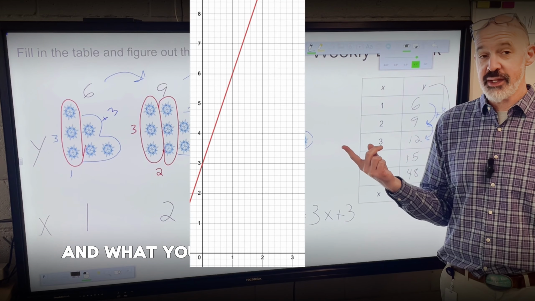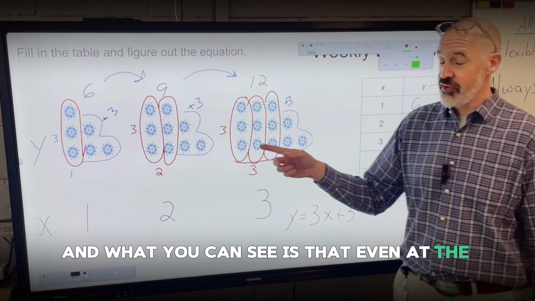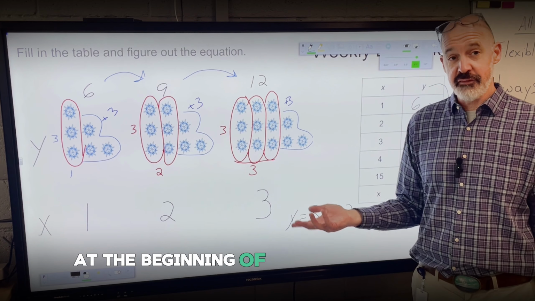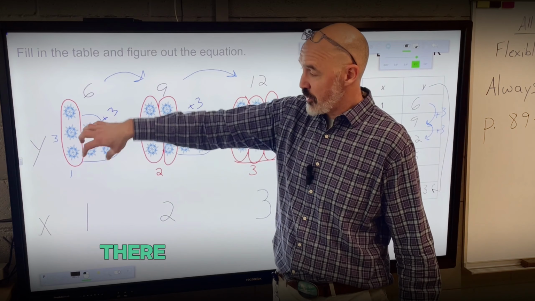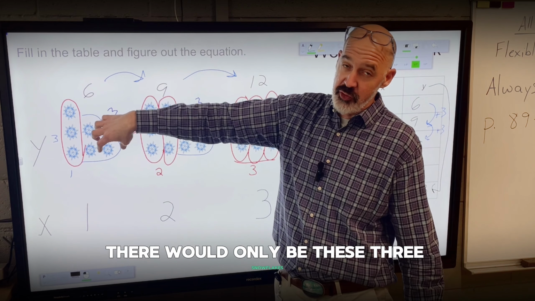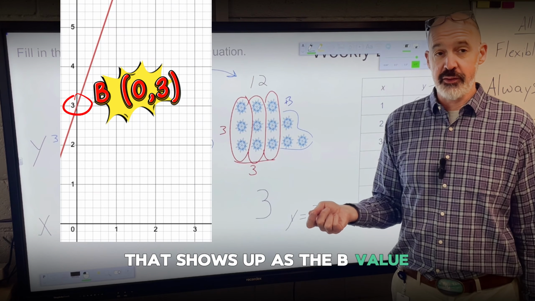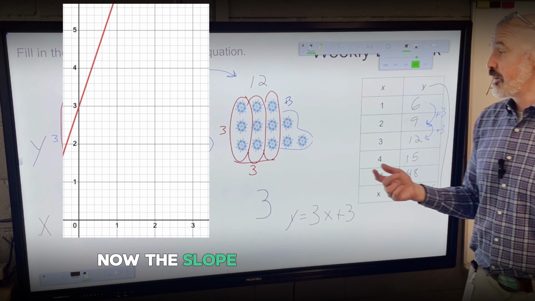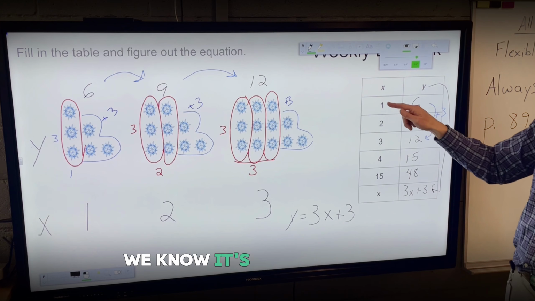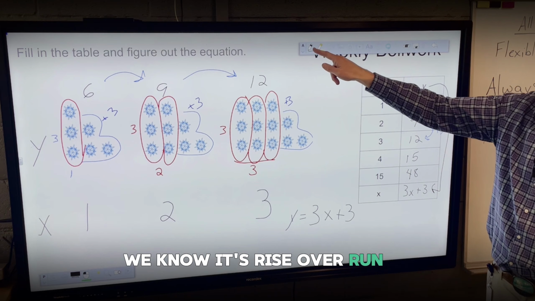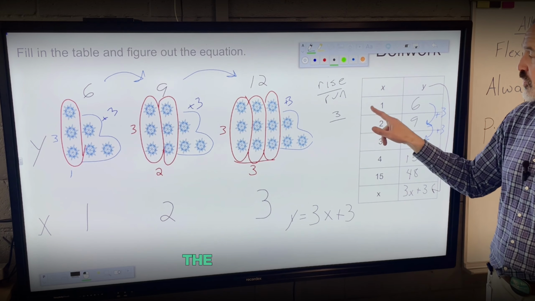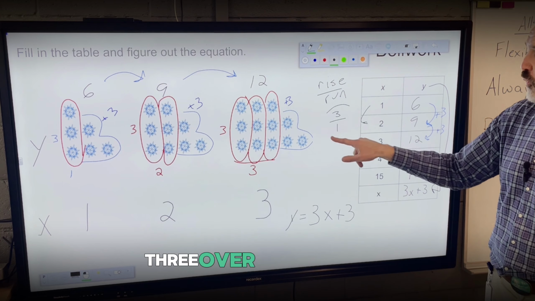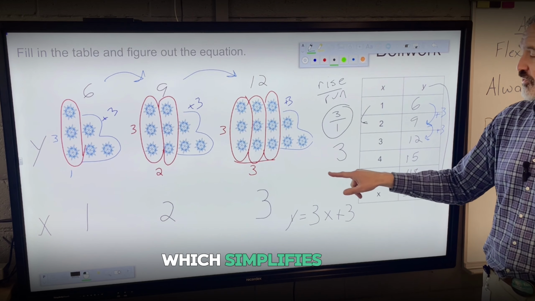And what you can see is that even at the 0 iteration, at the beginning of the visual pattern, if you were to go backwards to the 0 iteration, there would only be these 3 snowflakes. That shows up as the b value. Now the slope is in the table, right? We know it's rise over run. So the rise is the y, 3, the run is the 1, 3 over 1 is the slope, which simplifies to 3.